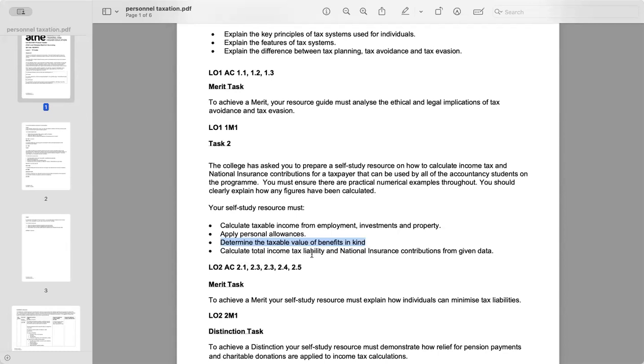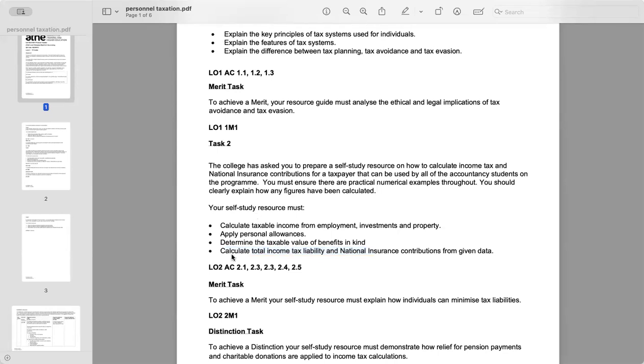Then finally, calculate total income tax liability and national insurance contribution from the given data here. So you will calculate the total income tax liability and national insurance contribution based on the given data. This requires applying the relevant tax rates and bands to the taxable income and benefits in kind.